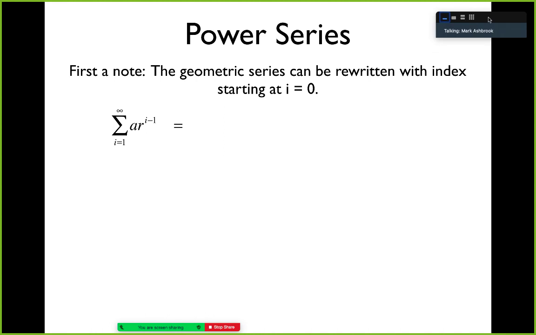Series. So we want to talk about what's called power series. And before we do that, let's talk about the geometric series. So the geometric series can be rewritten with an index starting at 0 instead of 1.